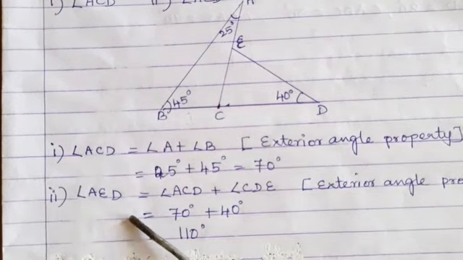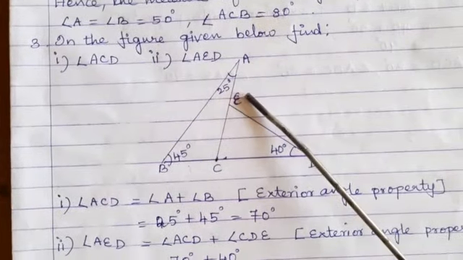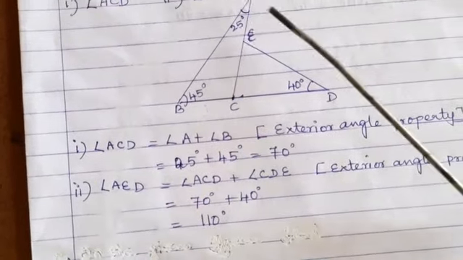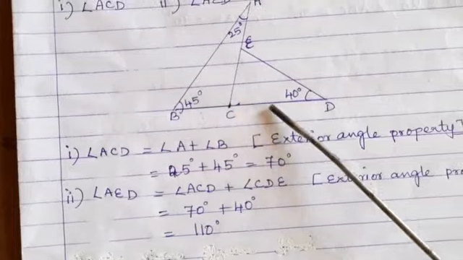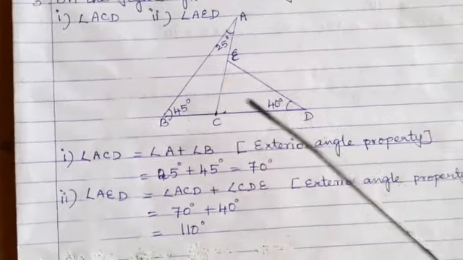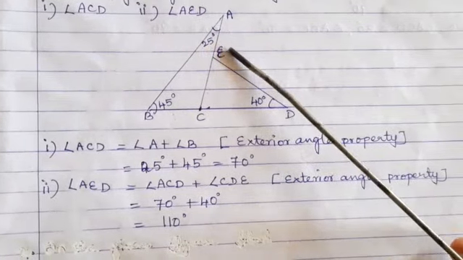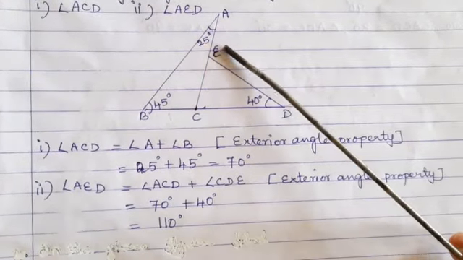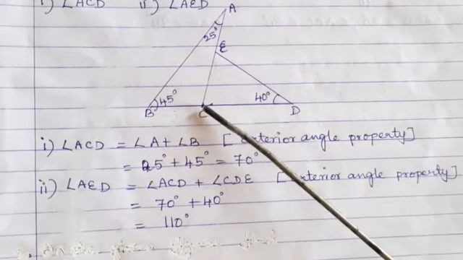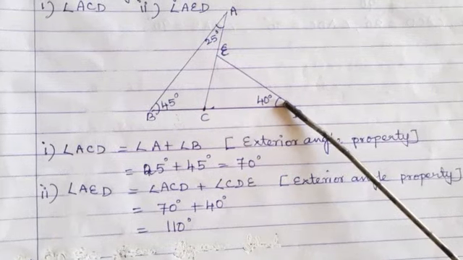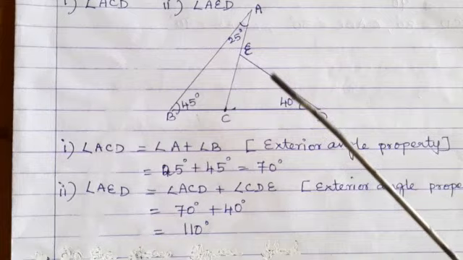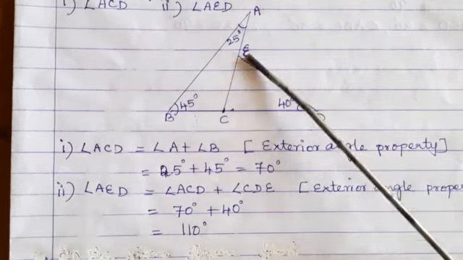Now come to the next question, that is AED. Now we have to find out AED. We know that angle ACD plus angle CDE is equal to the exterior angle, by the exterior angle property. Why? See that this is AED in this triangle. AED is the exterior angle. Opposite to this exterior angle are angle ACD plus angle D. So we are adding these two opposite interior angles. Then we will get the exterior angle AED.